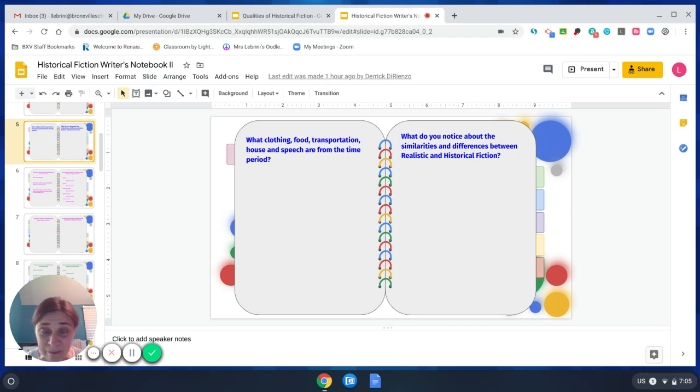So again, have a great time with this lesson. You will be able to either read the story, you can print it out, or you can listen to the video again, and you're jotting on all of these pages, slides 3 through 5 of the new Writer's Notebook. Okay? Have a great day and enjoy the lesson.